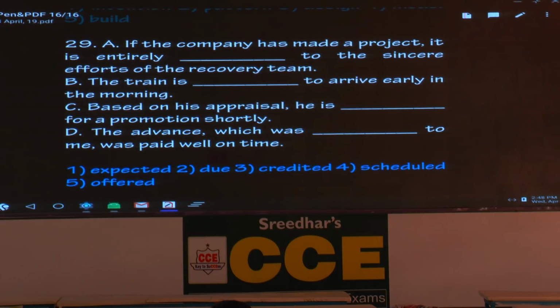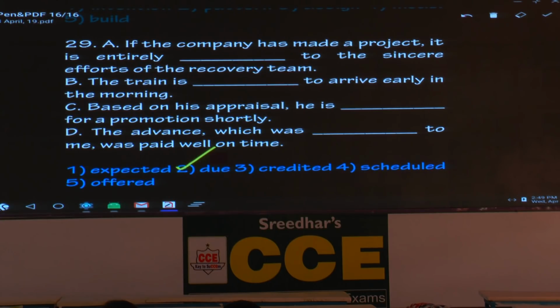Which word is that? So the answer is what? Second word. Now you cannot say entirely expected to the sincere, not correct. The train is expected to arrive. This is correct. Based on his appraisal, he is expected for a promotion. That is not correct from a usage point of view. The advance which was expected to me, which was due to me, is a regular expression. And credited doesn't go with train, not correct. And it doesn't go with the other sentences also.